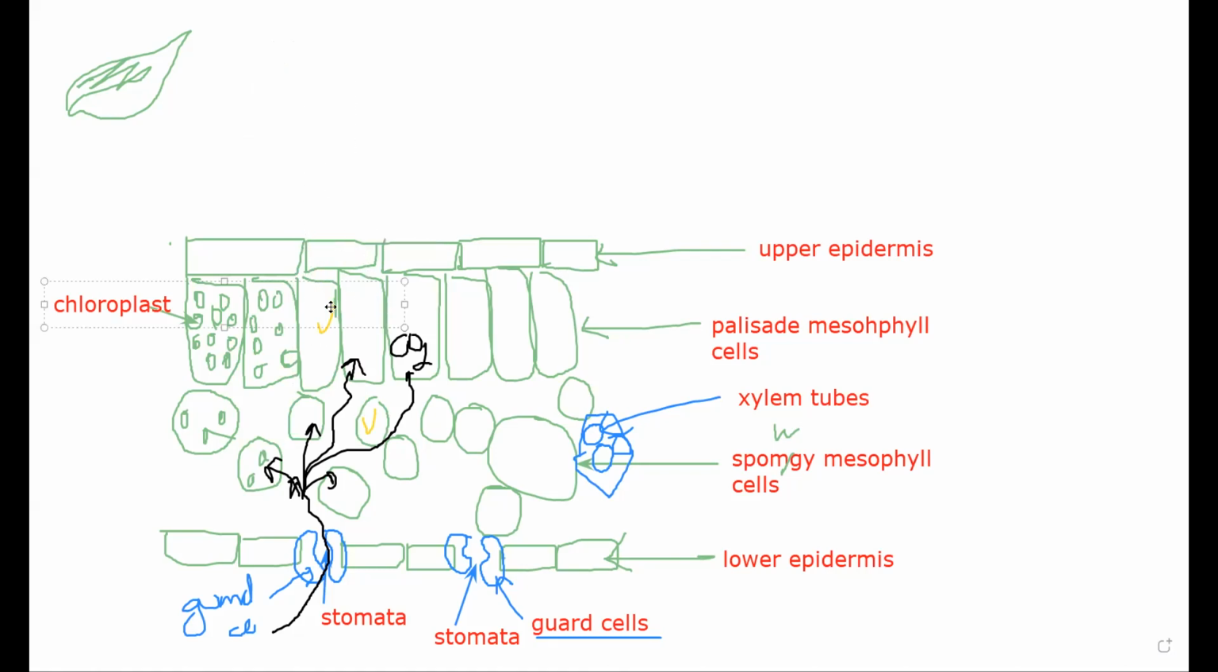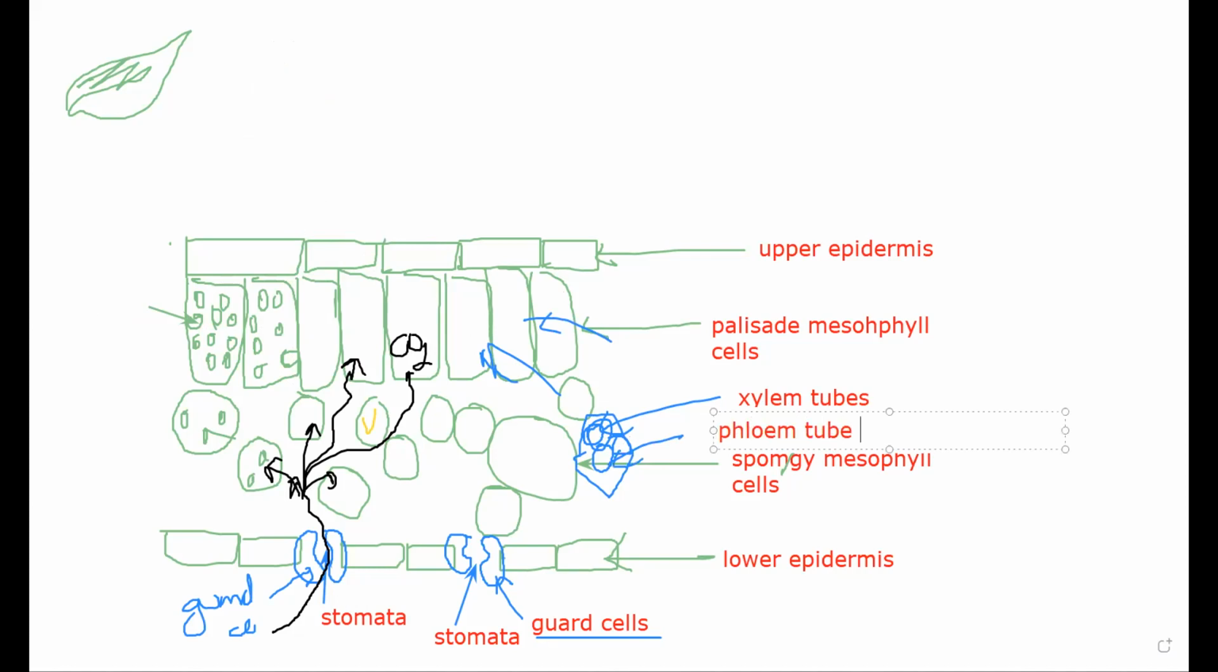So now carbon dioxide will come through the stomata and get into these cells. Now, there should be a tube which supplies water to all these cells, okay? Just like a tube. So here, this is the xylem tube. The xylem tube will also be here. And then we have something called the phloem tube also.